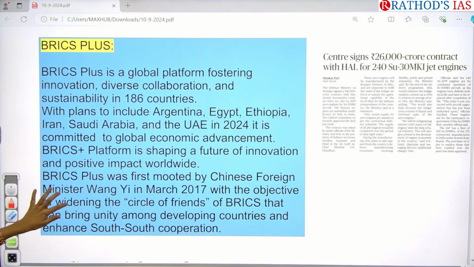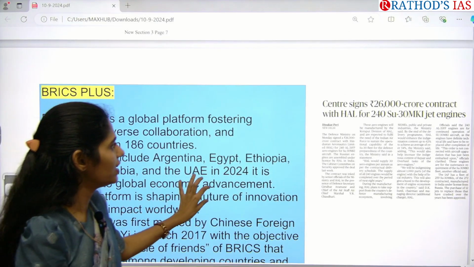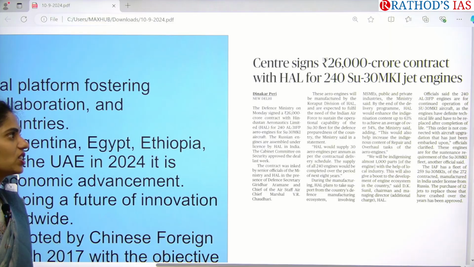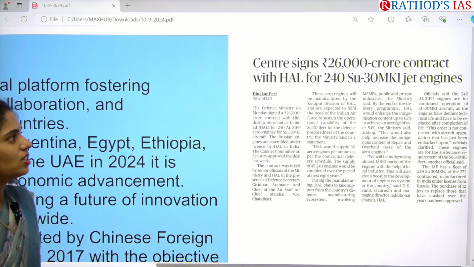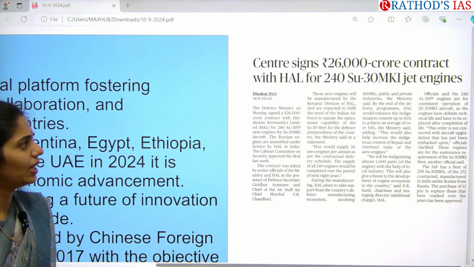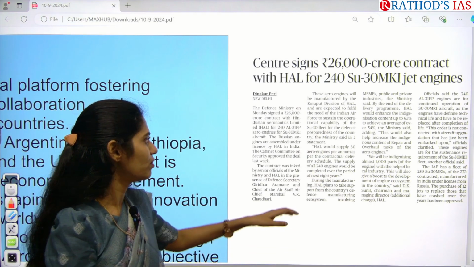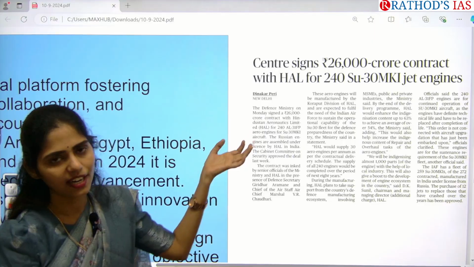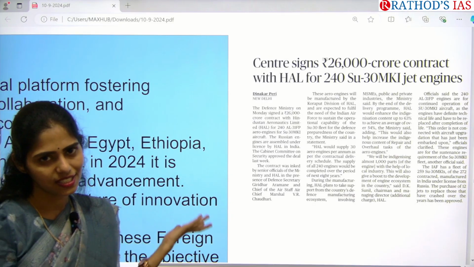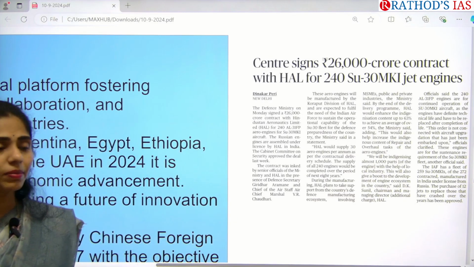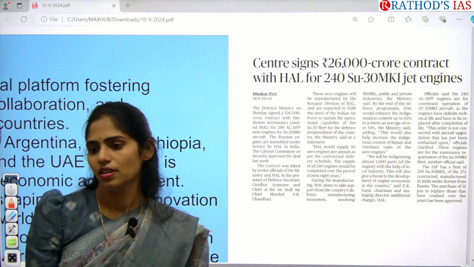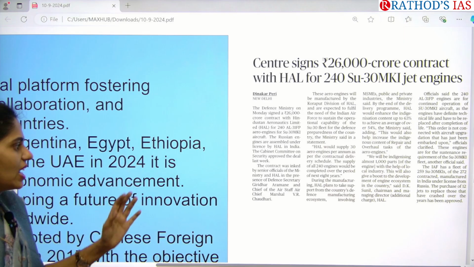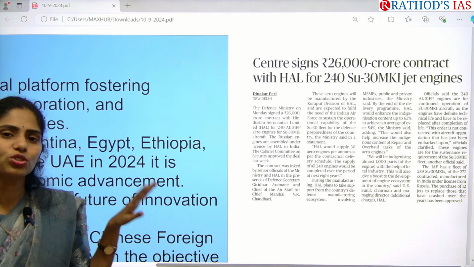Okay, so see one more article: Center signs 26,000 crore rupees contract with HAL for 240 engines for the Su-30 MKI jet. You have to see what a jet engine is, with which country's help we developed that, and whether it is indigenous or not. What are the applications of those jet engines? Okay, clear? This is from your science and technology, and there is very little chance of getting a question, but you should be aware of it.